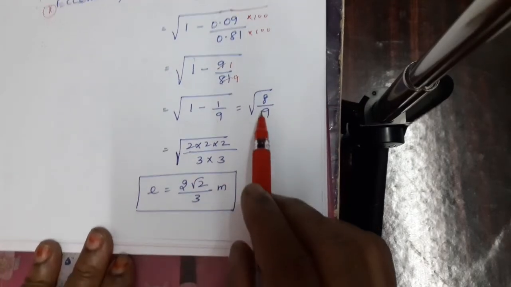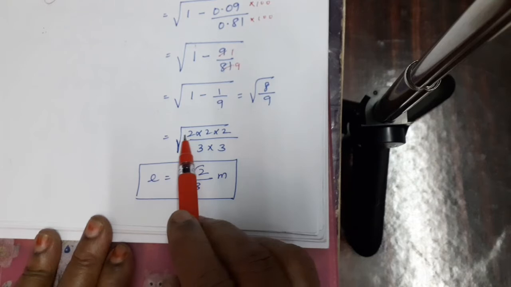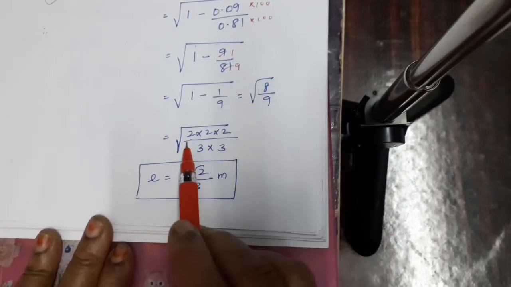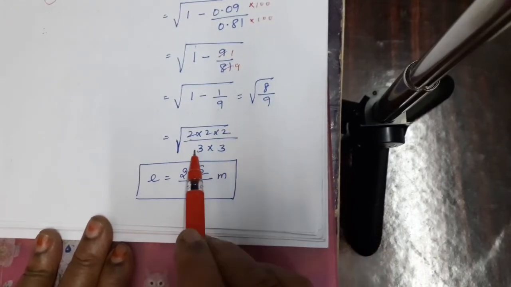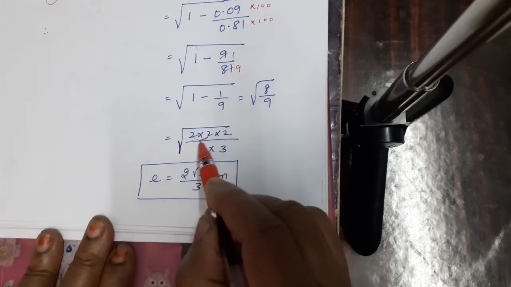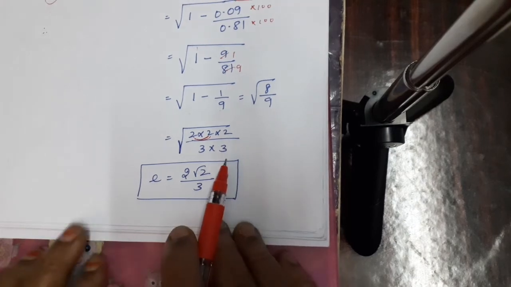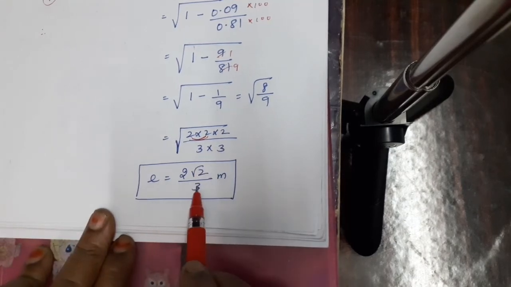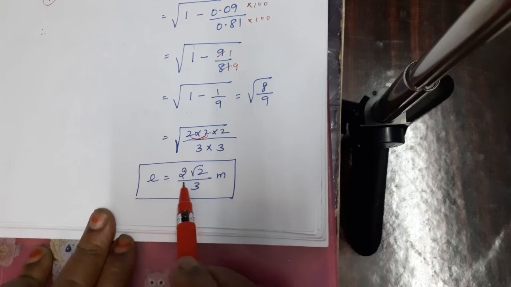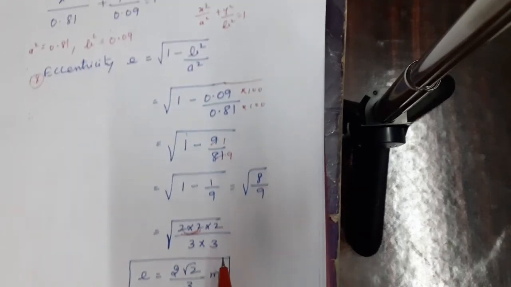Now, how will you rewrite that 8? 8 is 2 into 2 into 2, since 2 twos are 4 and 4 twos are 8. 9 is rewritten as 3 into 3. Therefore, among the 2s, we take out one 2: 2 into root 2 by 3 into 3, taking only one 3. Therefore, eccentricity E equals 2 root 2 by 3 meter. Very, very easy.